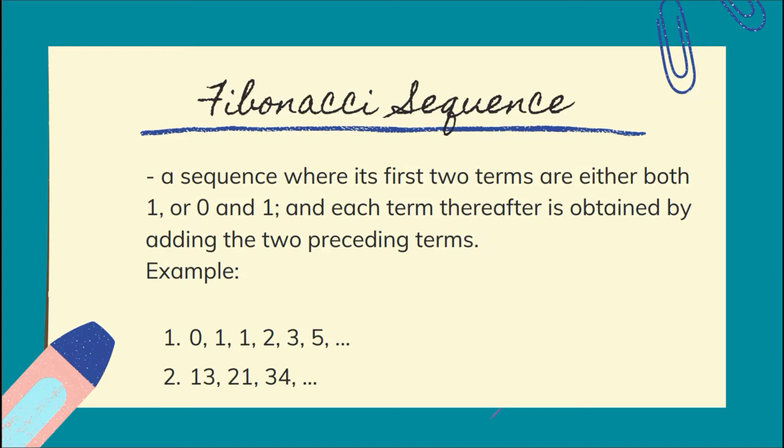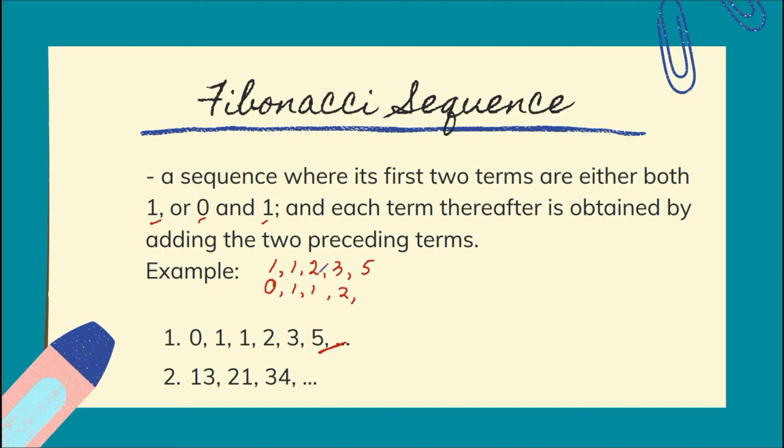And then, another form of sequence is the Fibonacci sequence. It is a sequence where its first two terms are either both 1 or 0 and 1. So, pwedeng nag-start siya sa 1 and 1 or 0 and 1. And then, each term thereafter is obtained by adding the two preceding terms. So, add mo lang yung naunang two terms. So, 1 plus 1 is 2, 1 plus 2 is 3, and 2 plus 3 is 5. Ganun lang, katulad nito. And then, kung mag-start siya sa 0, so 0 plus 1 magiging 1, 1 plus 1, 2, 1 plus 2, 3, and so on.